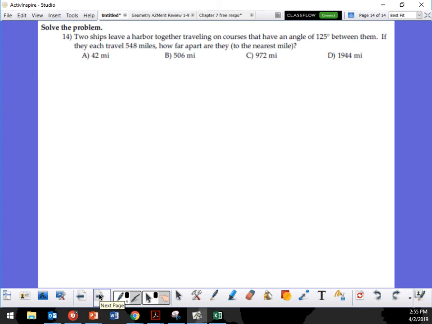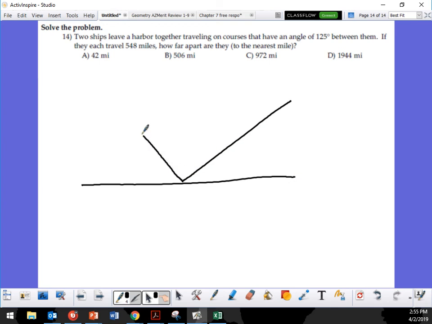14. Two ships leave the harbor together, traveling on courses that have an angle of 125 degrees between them. If they each travel 548 miles, how far apart are they to the nearest mile? Oh, look at this, he gave us so much room to draw. Okay, so this one right here is 125 degrees. Each travel 548.